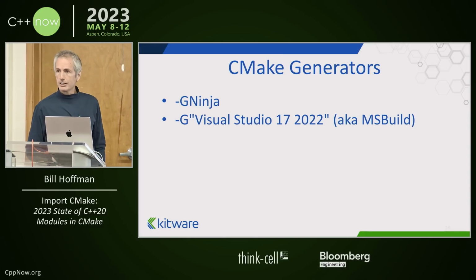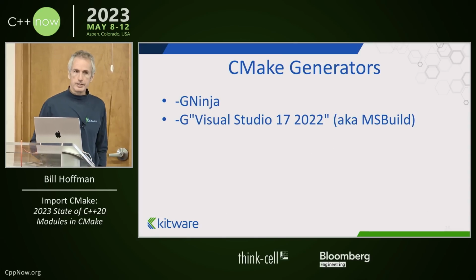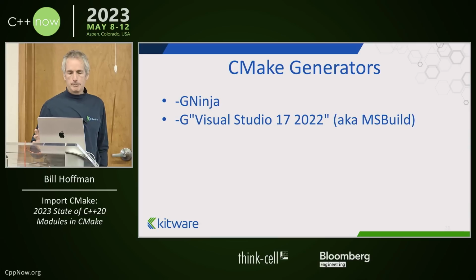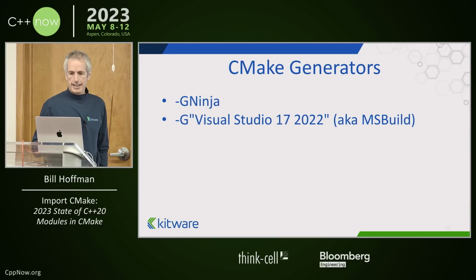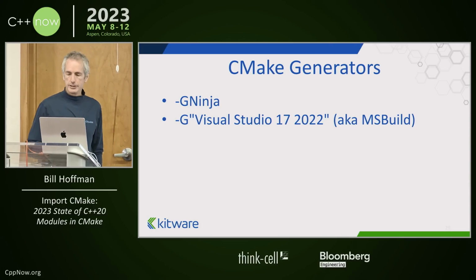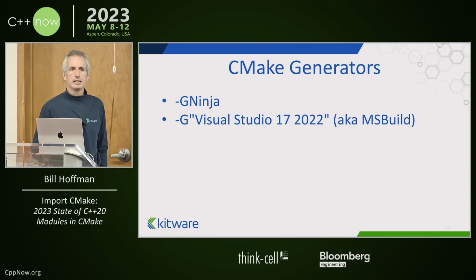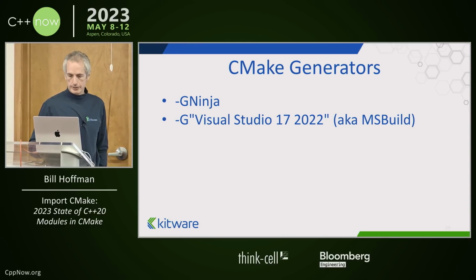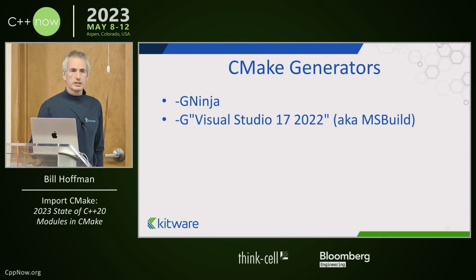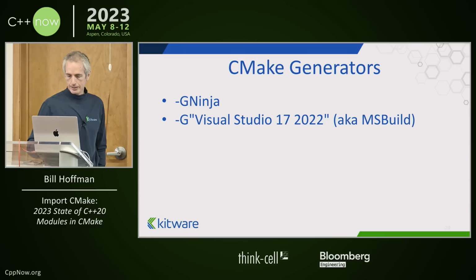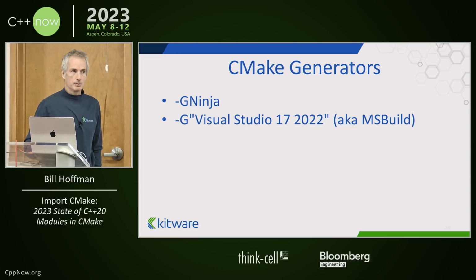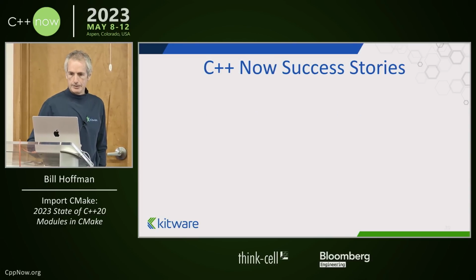The CMake generators that are supported currently are Ninja. We haven't done the Makefiles. And then Visual Studio 17 2022, aka MSBuild, supports this. And they're actually using the same technique we're doing, using their own scan dependencies, and basically repeated what Ninja does in CMake.